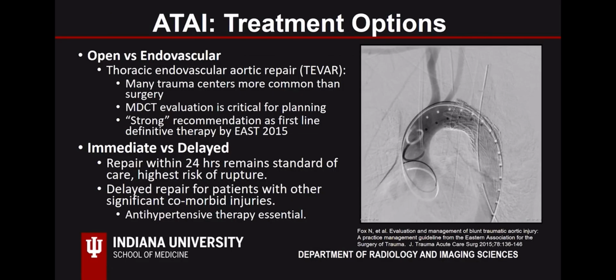There are a number of treatment options for patients with aortic injuries, including open versus endovascular repair and immediate versus delayed. Typically, in the modern trauma center, most patients will receive immediate therapy with endovascular stent placement. This is a strong recommendation by the Eastern Society for the Surgery of Trauma.